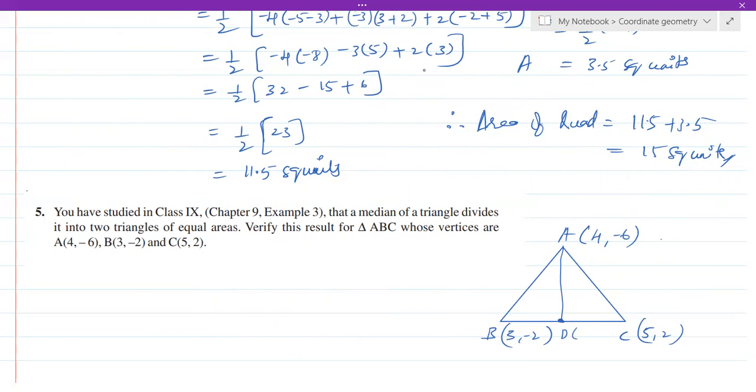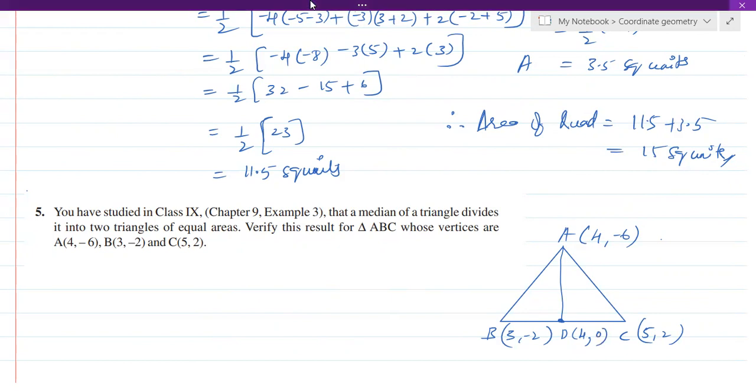That will be x1 plus x2 by 2. x1 is 3, x2 is 5. 3 plus 5 is 8. 8 by 2 is 4. Then y1 plus y2 by 2. y1 is -2, y2 is +2. -2 plus 2 is 0. 0 by 2 is 0. So, therefore, the coordinates of D is 4, 0.